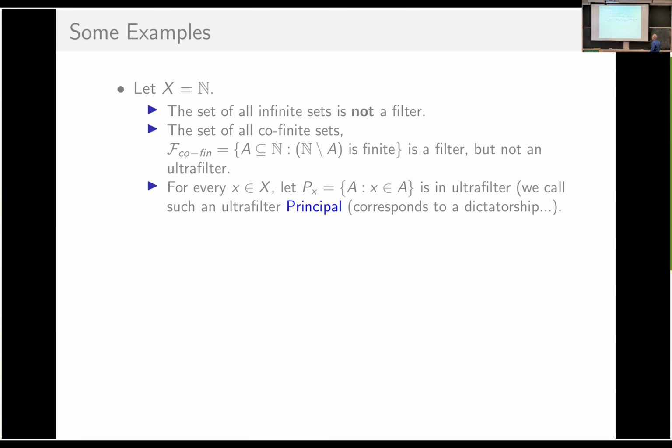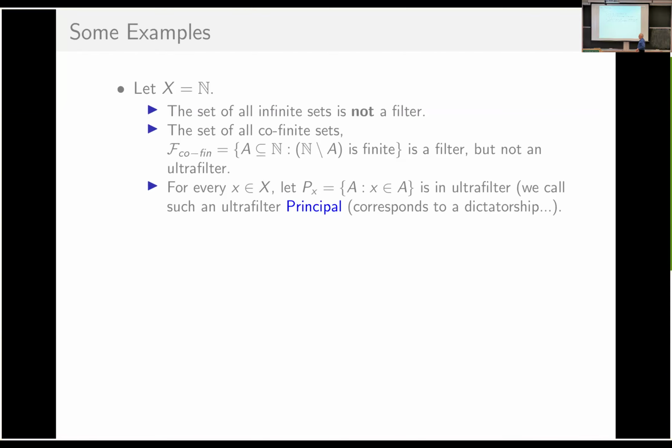And this is now the dictatorship. For every point x, the collection of all sets A such that x is a member of A is an ultrafilter. It's a dictatorship. Every set either is a majority or not a majority, according to whether x is voting for or against the ruling. So that's called the principal ultrafilter, and it's not very interesting.